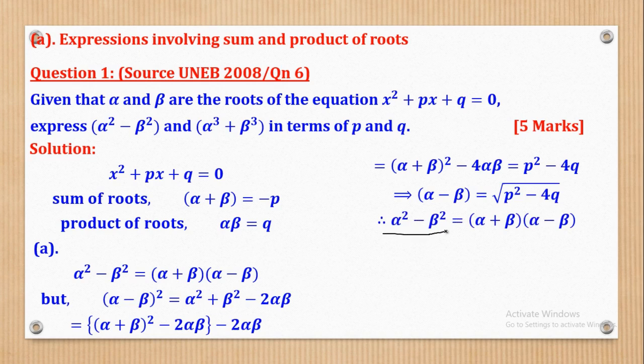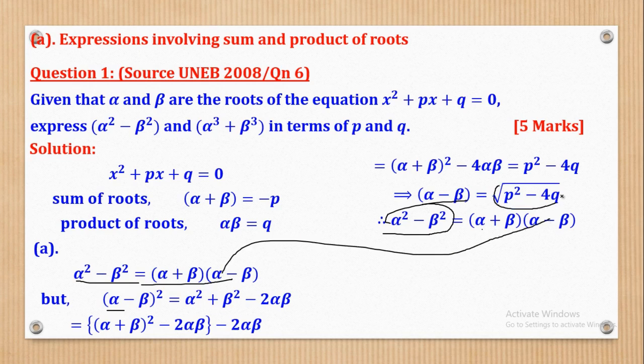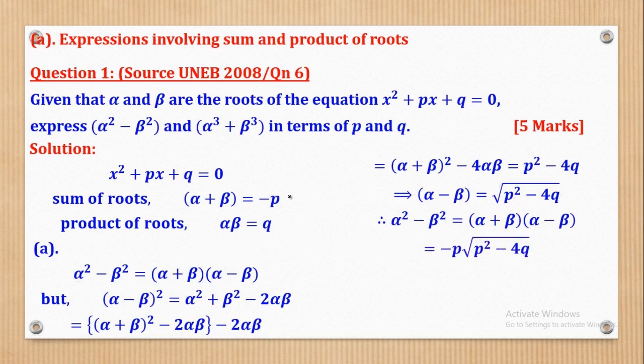Therefore, this one will be equal to, remember, now our aim was to first get this subtraction, which we have got now. Therefore, we can come and substitute in this part. So this minus here, we are going to put there this, and this plus, we are going to put there negative p. So in the end, we are going to come up with that expression.